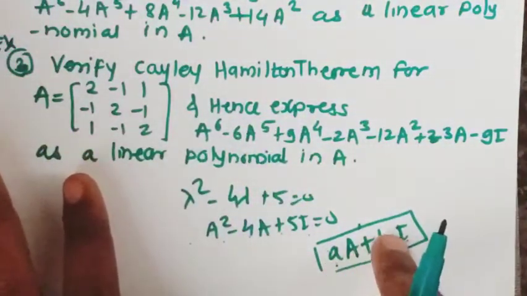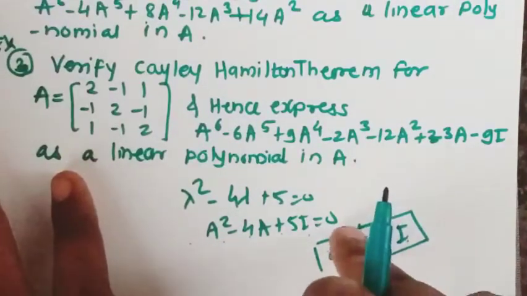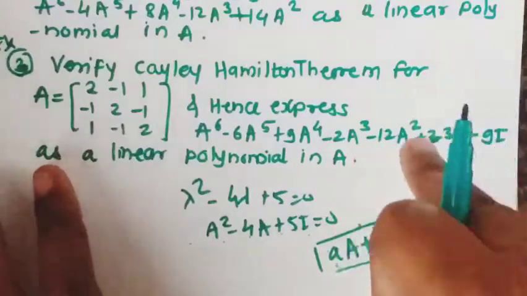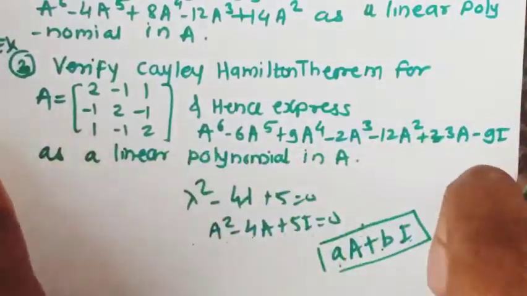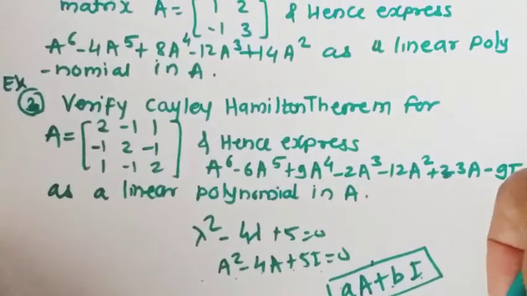a and b are some constants, aA plus bI. This is a degree 1 polynomial in capital A. That is the meaning of linear polynomial in A. Okay, so try to complete these two. If you need any help, you can write in the comment box.